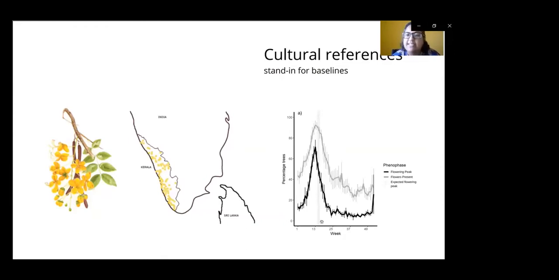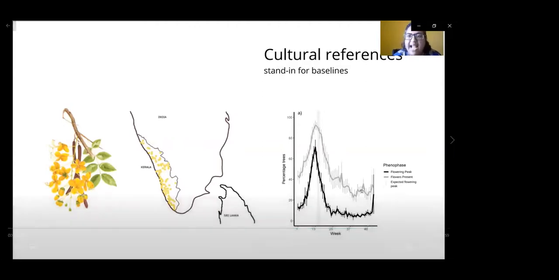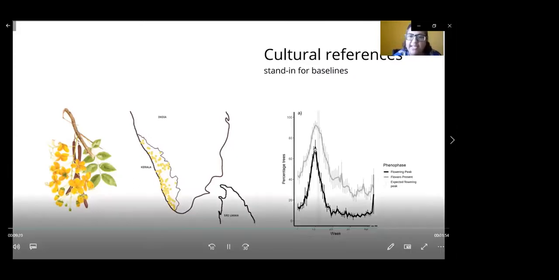We observed that people were actually observing an erratic flowering pattern where there was a peak at the expected time, but there was also scattered flowering nearly throughout the year. And peak flowering, in fact, was happening just a little bit before the expected peak.